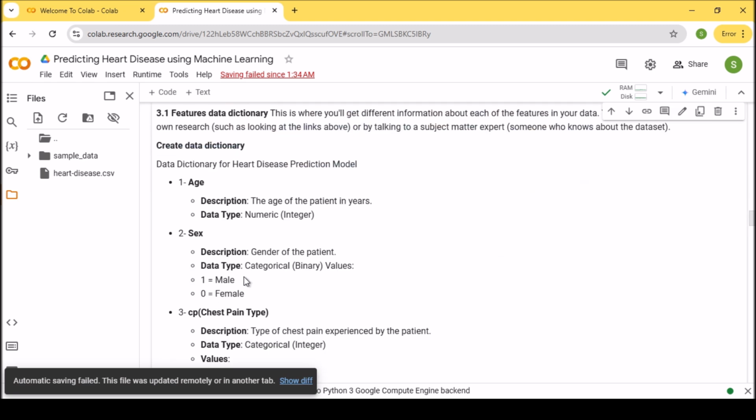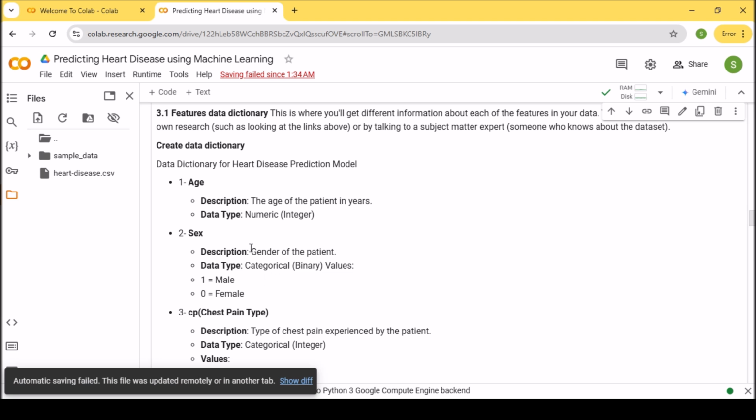So let's start with the main features we have here, which is the age. Everyone knows what the age is, and the data type here is an integer type, which is numeric. Next, we have the sex or the gender. We have categorical values, which is binary. One is male and zero is female.